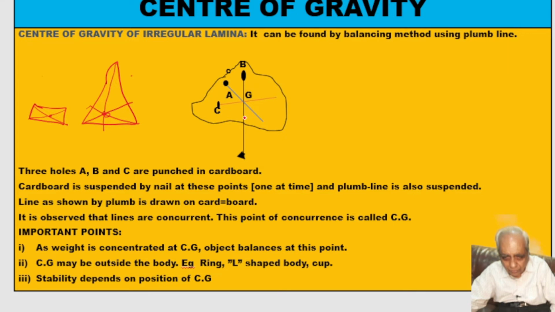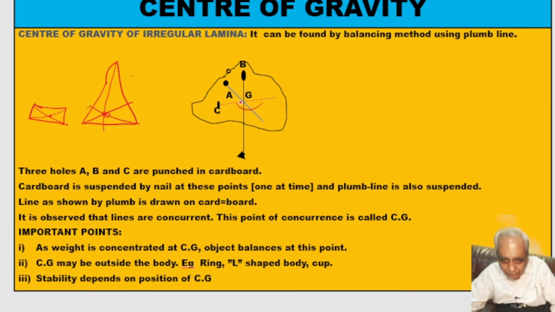So after swinging, this will come to rest in a vertical position. Once it comes to rest, you draw the line along the plumb line. So I got this. Similarly, I got the lines from A and lines from C. So they are intersecting at a point. That point is center of gravity, which is denoted by G.